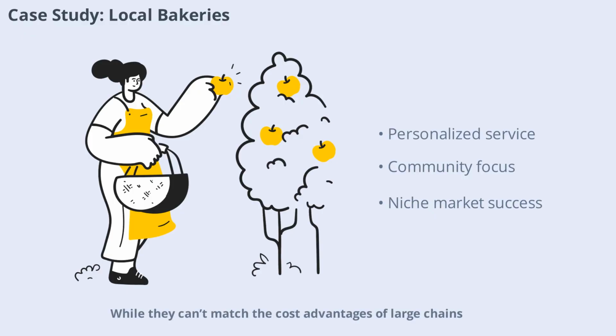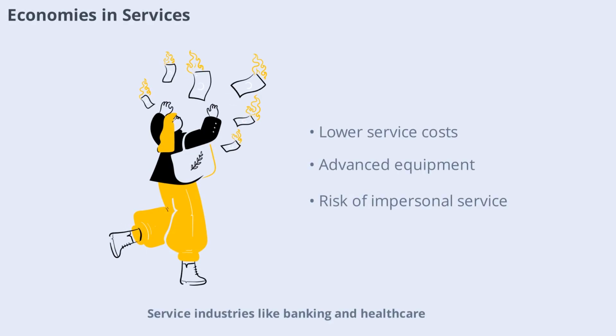While they can't match the cost advantages of large chains, their flexibility and community connections help them thrive in niche markets. Service industries like banking and healthcare also benefit from economies of scale. Large banks can offer more services at lower costs, while big hospitals invest in advanced equipment.